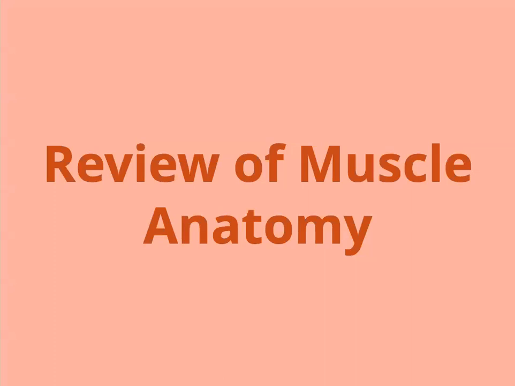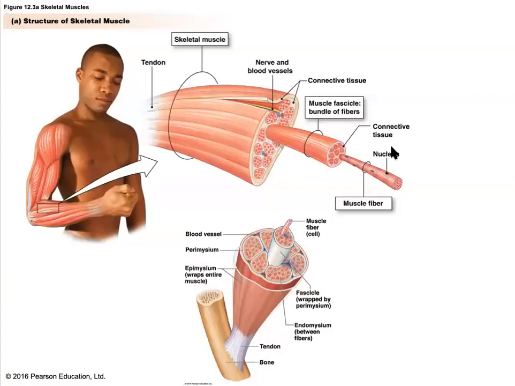Now, let's take a look at a review of muscle anatomy. Looking at the way that skeletal muscle is structured and organized, we see that a muscle fiber, which is synonymous with a muscle cell, can be bundled to form a muscle fascicle. Individual muscle cells or muscle fibers are surrounded by endomysium.